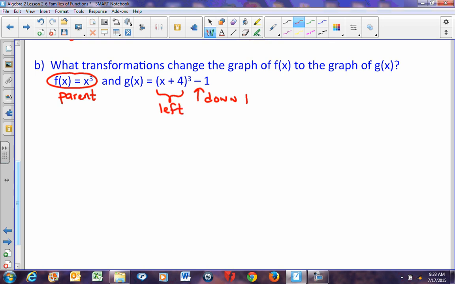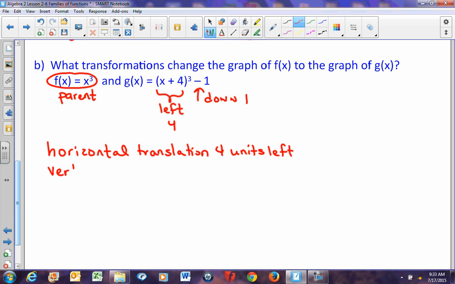So what did it do? What transformations? So this is a horizontal translation, 4 units left. And a vertical translation, one unit down.